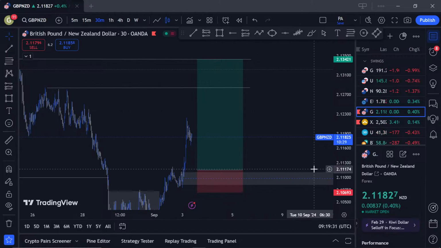So I'm just going to set an alert here so that when the market returns back to this point here, I'm actually going to take a trade.